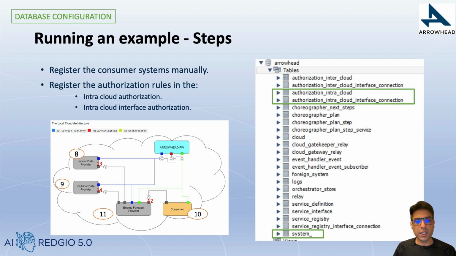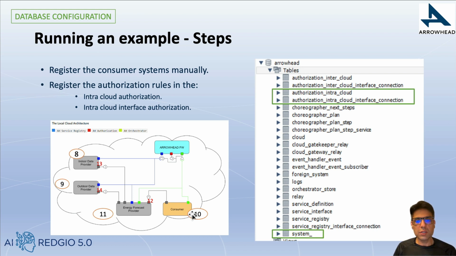So let's say we are running a local cloud where we have three provider systems, three core systems, which are a service registry, orchestrator, and authorization core system, and a consumer system. The system ID for the indoor data provider system is 8, for outdoor data is 9, and the energy forecast provider system is 11. Whereas the system ID for the consumer system is 10.